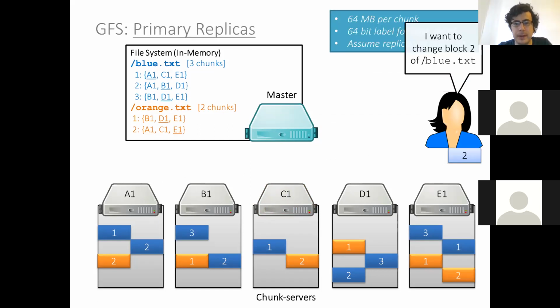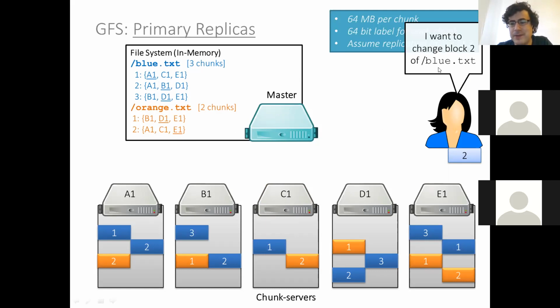Okay. So what about changes within a file? I said in general that we assume that this is not the case, right? We assume in general that we're not going to change the middle of a file. But if we wanted to, we can. So let's say the client wants to make a change to block 2 of blue.txt, right? So what happens is, for this reason here, I've underlined certain replicas that will be considered the primary replicas.